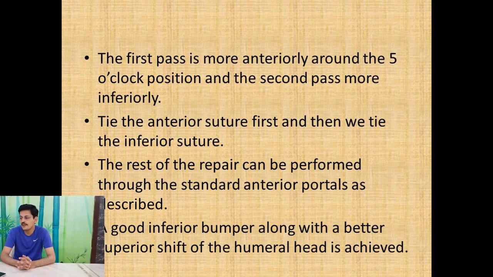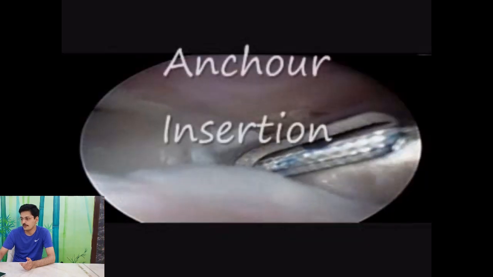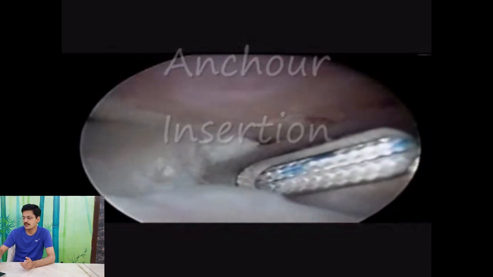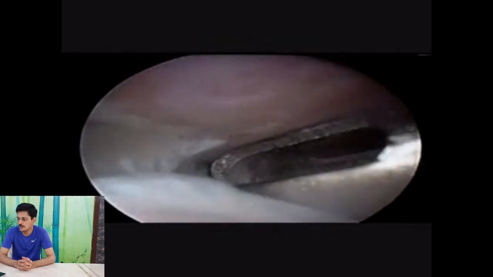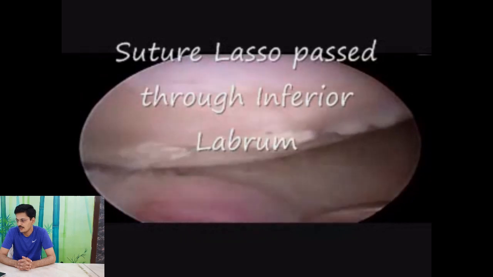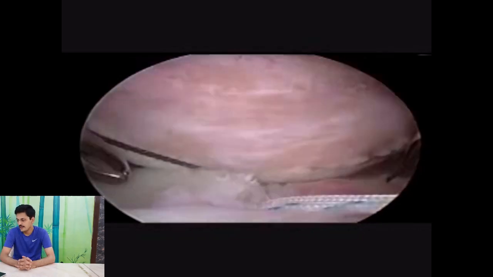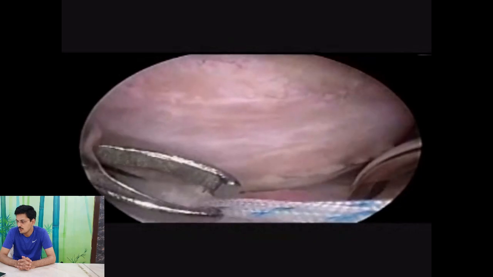This procedure will give you a very good inferior bumper along with a better superior shift of the humeral head. The rest of the labral repair is simple. Now this is a small video clip in which we see an anchor inserted from the low posterolateral portal exactly at the 6 o'clock position. Here we can see a very large lesion and the humeral head is already subluxated out of the glenoid. Now we have inserted a suture lasso there.